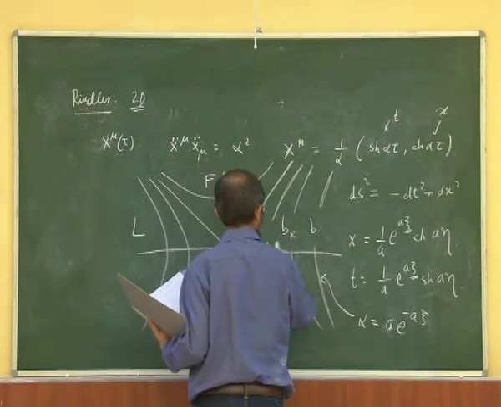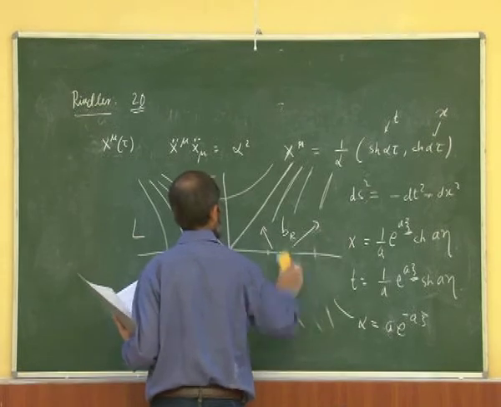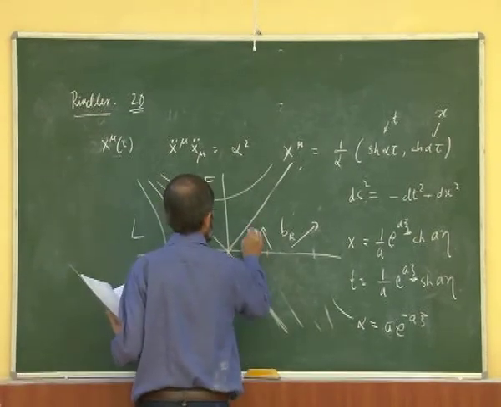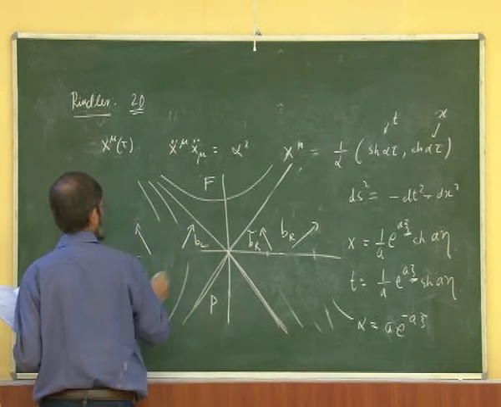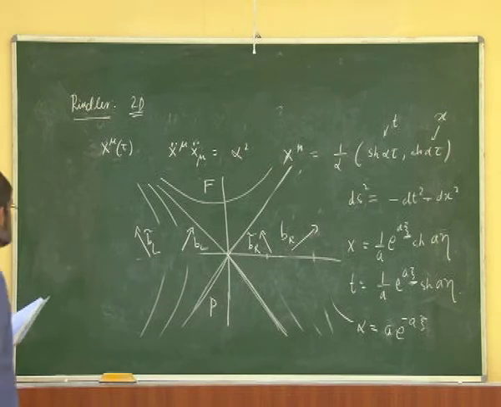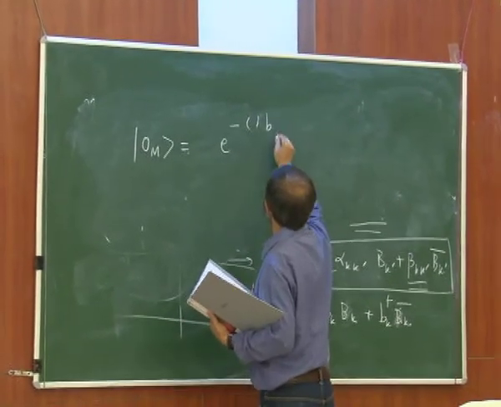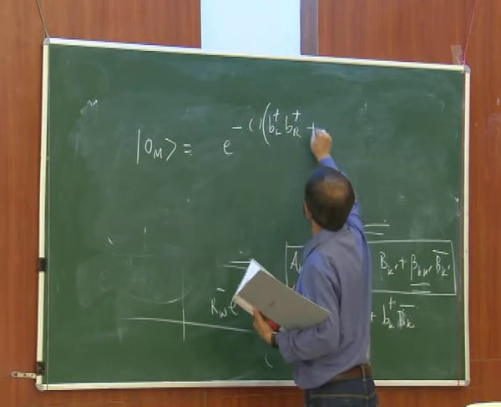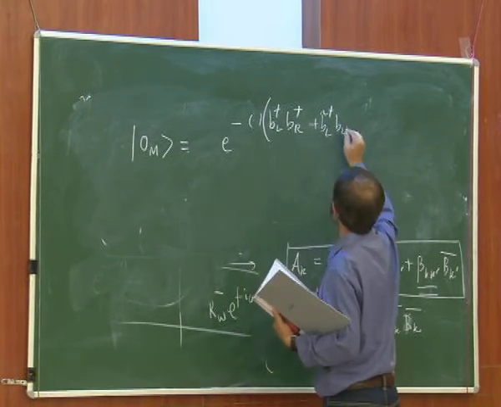right moving modes in the Rindler and left moving modes. These are massless scalars. 45 degree trajectories like that, and you have right moving guys in the left region and left moving guys in the left region. So the Minkowski space thing is, there is a factor here, an important factor that we'll discuss tomorrow.